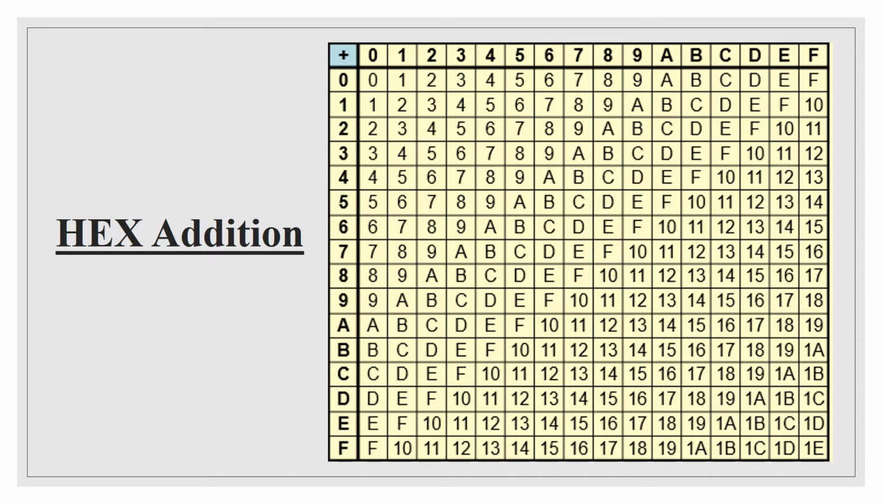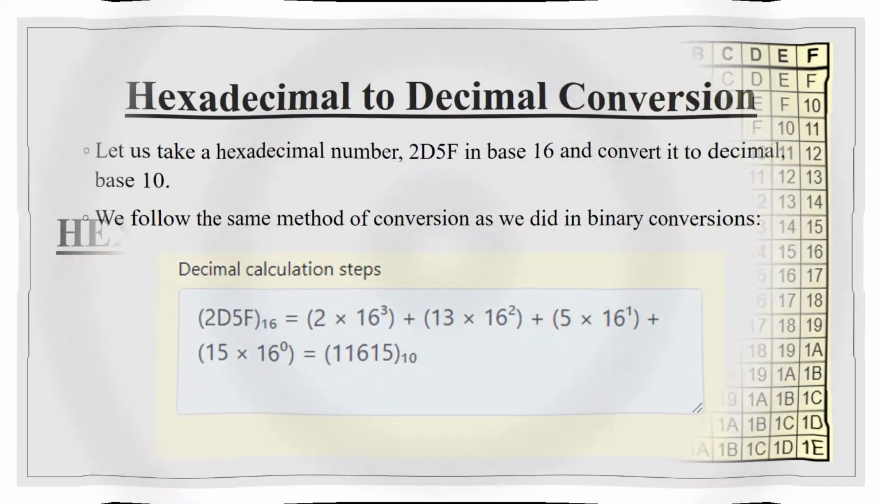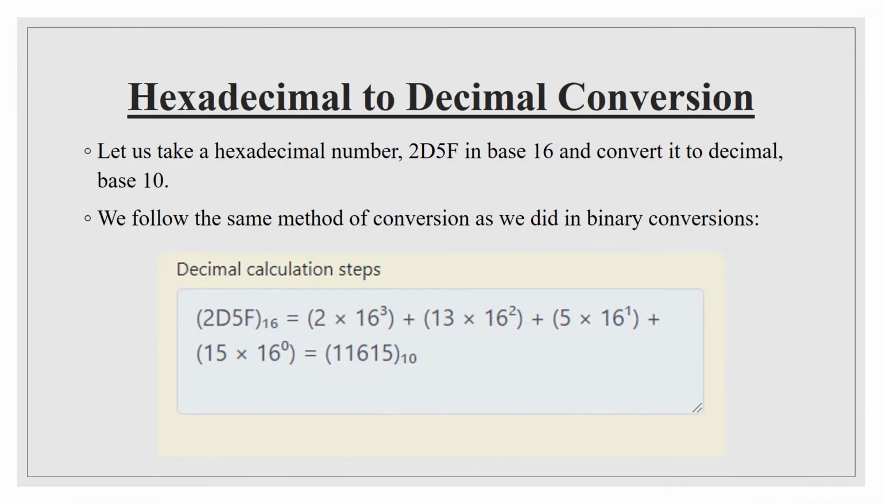This is hexadecimal conversion, how it takes place. Hexadecimal to decimal conversion. Let us take a hexadecimal number 2D5F in base 16 and convert it to decimal base 10.